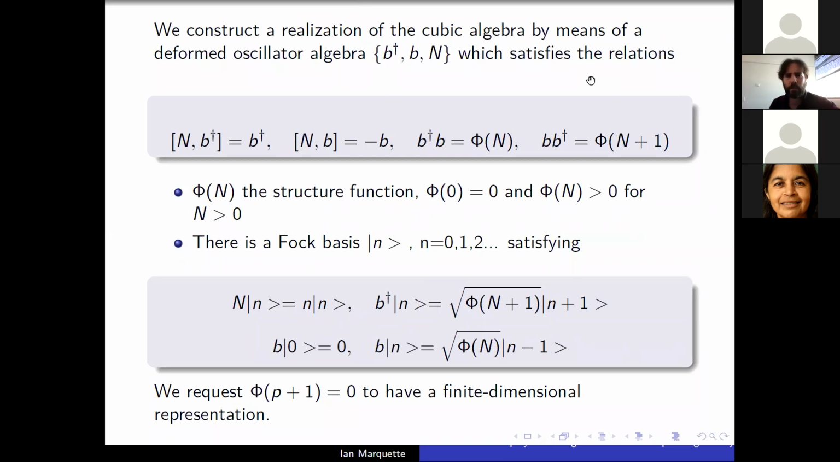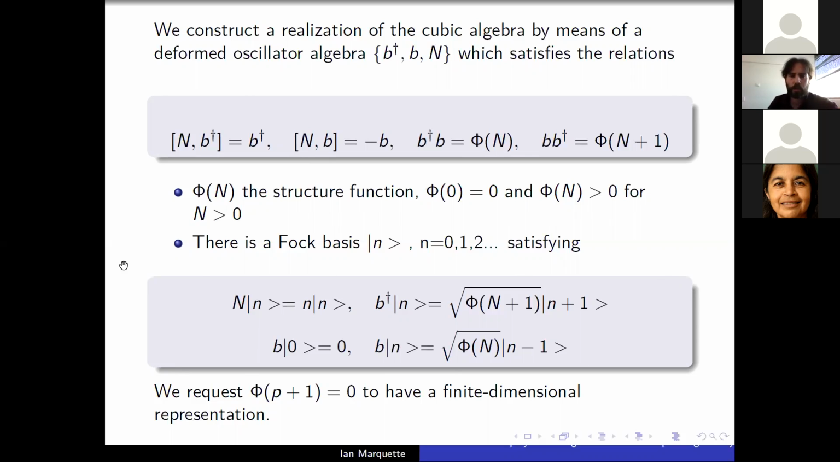The idea is to rely on a deformed oscillator algebra, which is in some way of a simpler form. The structure function phi of n depends on a generalized number operator. You can think of B and B dagger as creation and annihilation operators, and they will act on some vacuum. Given some constraints, you can construct a Fock type representation.